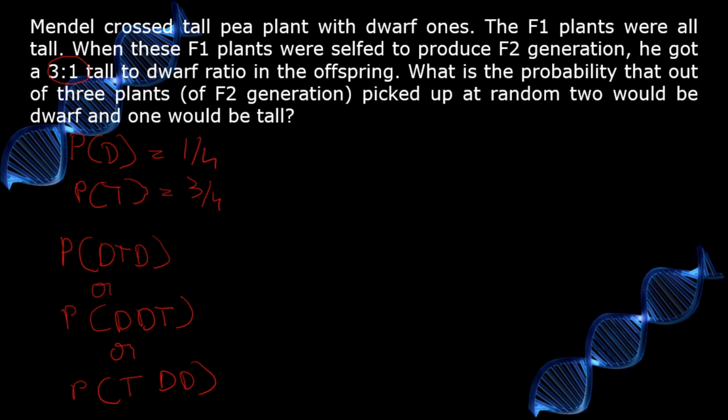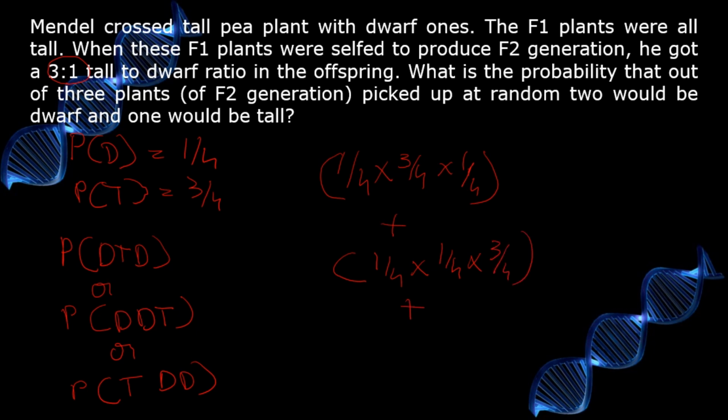So now we can find the probability of each condition. In the first condition, dwarf will be 1 by 4 multiplied by tall, which will be 3 by 4, multiplied by 1 by 4. Or will be which sign? OR will be plus sign. Okay, then the second condition, dwarf will be 1 by 4 multiplied by 1 by 4 multiplied by 3 by 4. The OR condition will be plus sign.